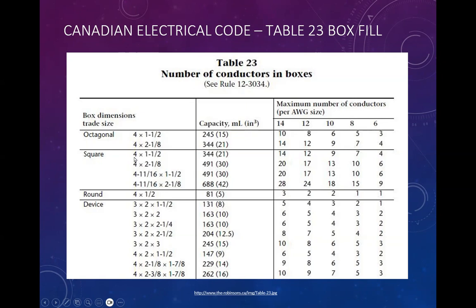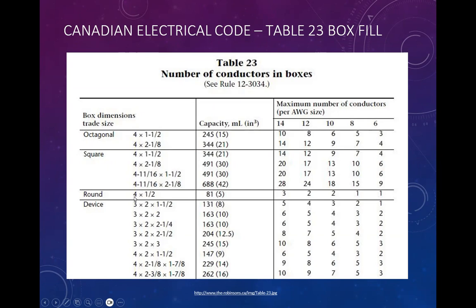So square box, 4 by 1.5 inches. How do we read that? The last dimension of the box is the depth of the box. Sometimes you're going to have more numbers, and the last one is the depth. So a square box, 4 by 1.5 inches, means the box size is 4 inches by 4 inches, and the other dimension is depth. The last number is the depth.